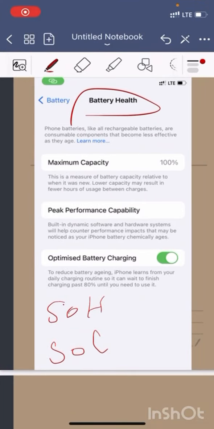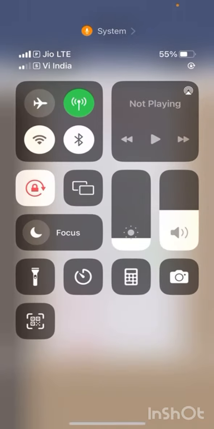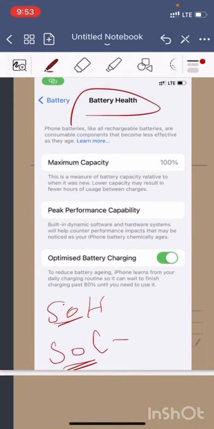Hello guys, today we will see what SOH and SOC are in a real-life application. When you see any battery, let's grab my notification bar. You can see my battery is at 55%. In battery terms, that is SOC 55%. When you see the maximum capacity in the battery health setting, it says 100% capacity.